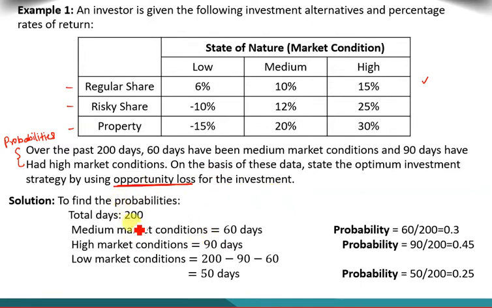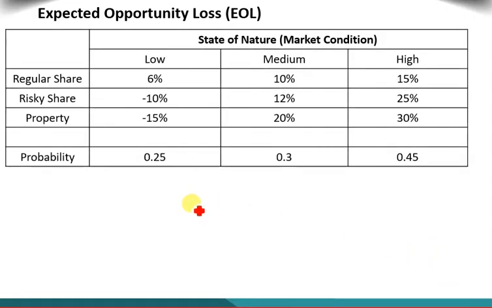So we do the same calculation. Total number of days for the market is 200, out of which it's medium for 60 days, high for 90 days. So low market condition is 50, giving you probability for the medium market as 0.3, for high market as 0.45 and for low market as 0.25. So let's write it down.